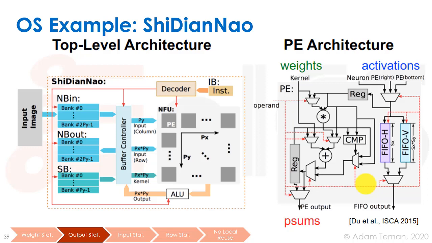An example of this is ShiDianNao, and what it does is use this type of output stationary build inside its processing element feature here, which if you go over the paper you can read about that.